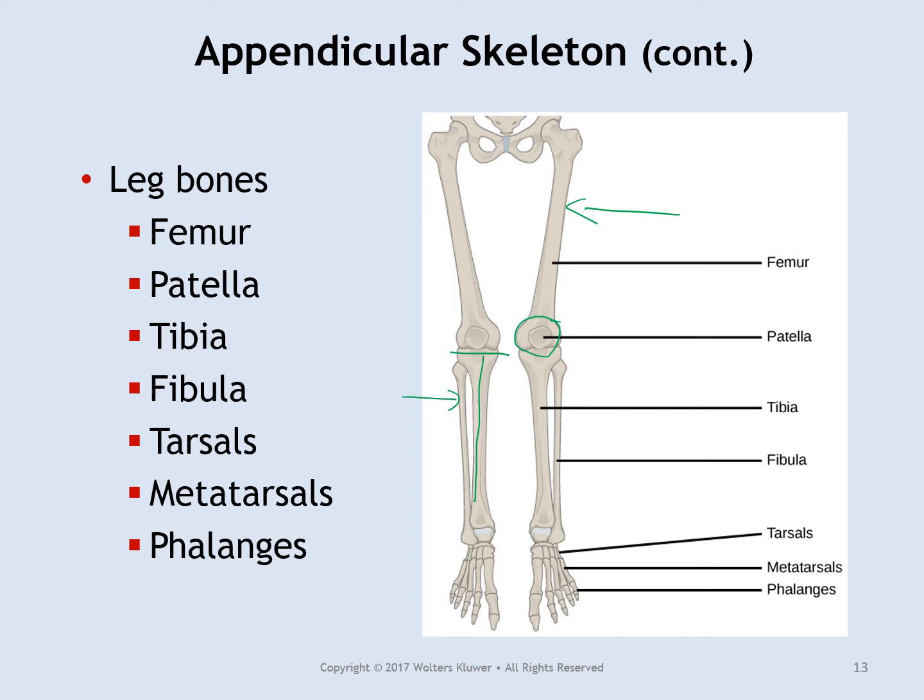And then your ankle bones are called your tarsals. And then just like your hand, the bones of your foot are called your metatarsals. So run your fingers, your hands over the top of your foot. Those are your metatarsals. And then again, fingers and toes are your phalanges.